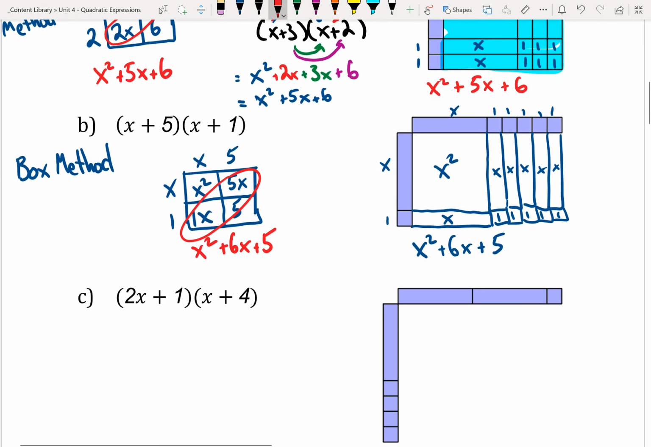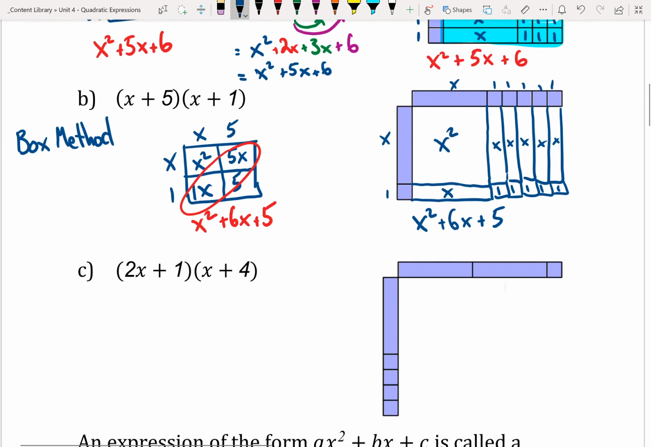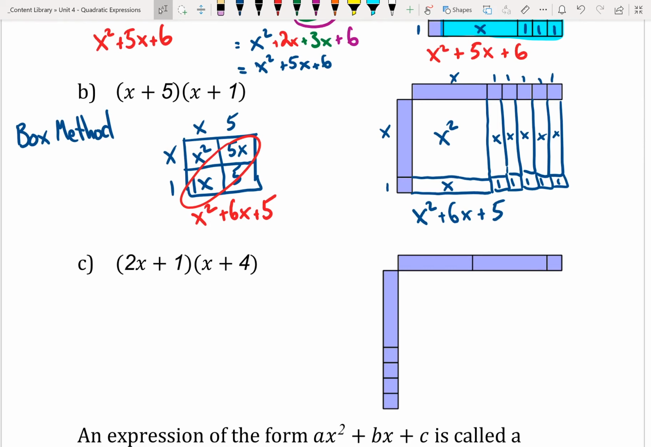If we try the next example, same thing. We're going to show you the visual method, and then I'm going to show you the FOIL method. So visually, again, we know we have x, then we have 1, 2, 3, 4. So that's our one bracket. And on the top, we have 2 x's, and then we just have 1. So that's our other bracket.